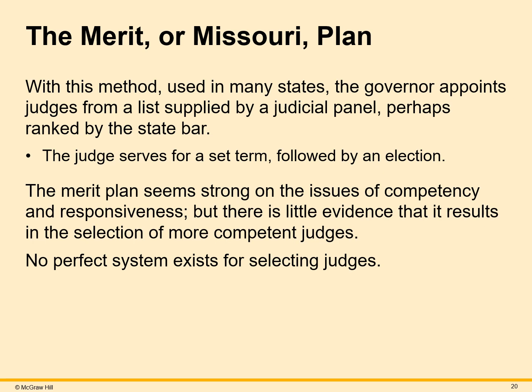The merit plan. With this method, used in many states, the governor appoints judges from a list supplied by a judicial panel, perhaps ranked by the state bar. The judge serves for a set term, followed by an election. The merit plan seems strong on the issue of competency and responsiveness, but there is little evidence that the results in the selection are of more competent judges. No perfect system exists for selecting judges.